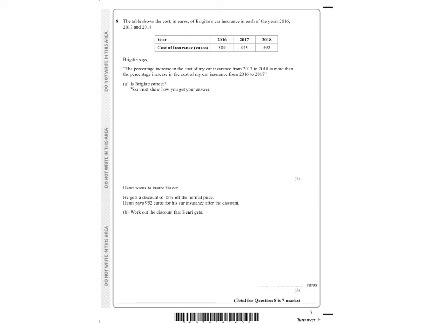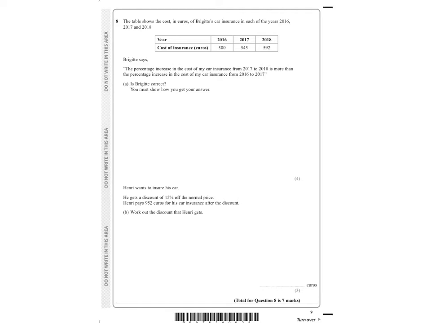Okay then, question number 8. The table shows the cost in euros of Bridget's car insurance in each of the years 2016, 2017 and 2018. Bridget says the percentage increase in the cost of my car insurance from 2017 to 2018 is more than the percentage increase in the cost of my car insurance from 2016 to 2017. Is Bridget correct? So what we need to do is find the percentage difference between 2016 and 2017, and 2017 and 2018.